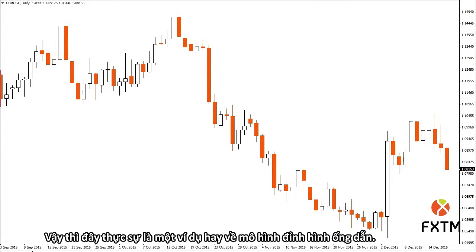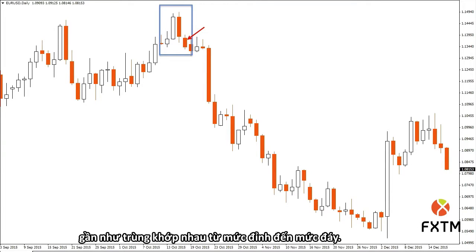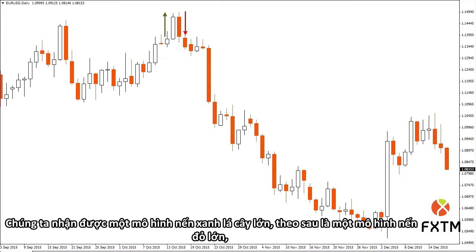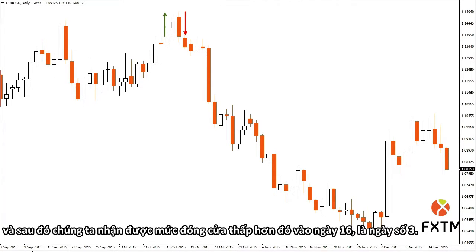So this is a really good example of a pipe top. You can see this one on the euro dollar on October 14th and 15th. This is 2015. That was actually confirmed with a lower close after those two tall candles that more or less matched each other from the highs to the lows. We get a big green candle followed by a big red candle. You could see the same thing if you were looking at bar charts as well. And then we get that lower close on the 16th. So that was day number 3.